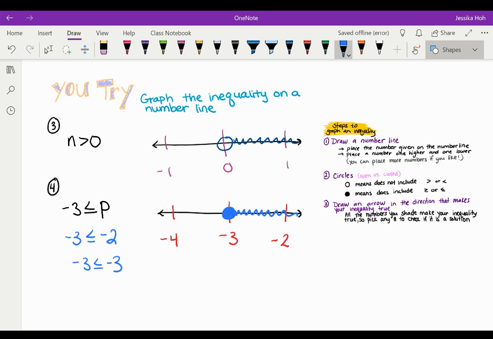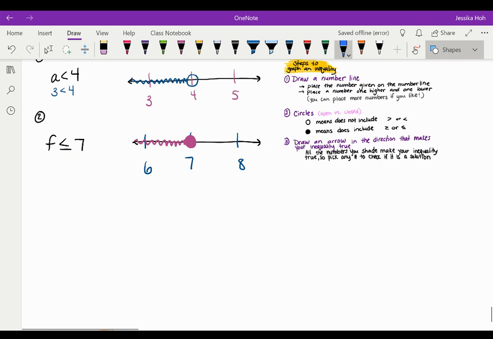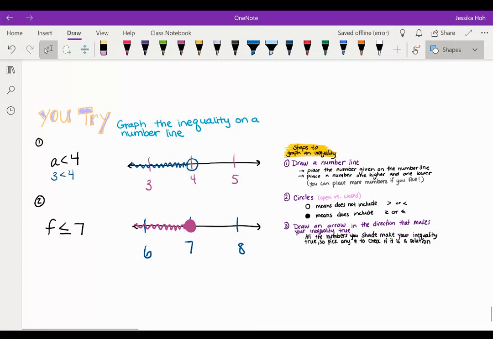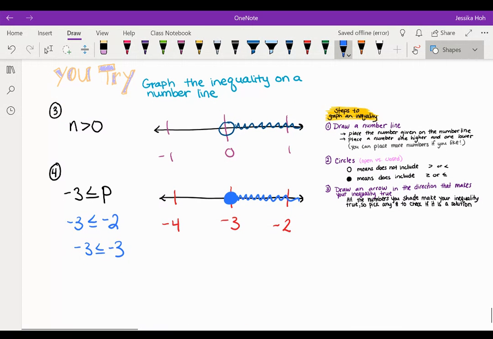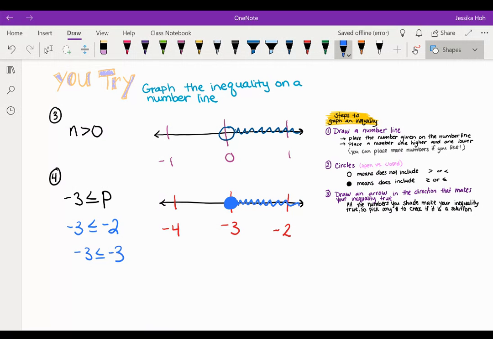If you looked up above, you can see that the arrows are all pointing, if your variable is on the left, in the direction that you would be shading. If your variable is on the right, you shade in the opposite direction that your arrow is pointing. That's a little hint that you can have.